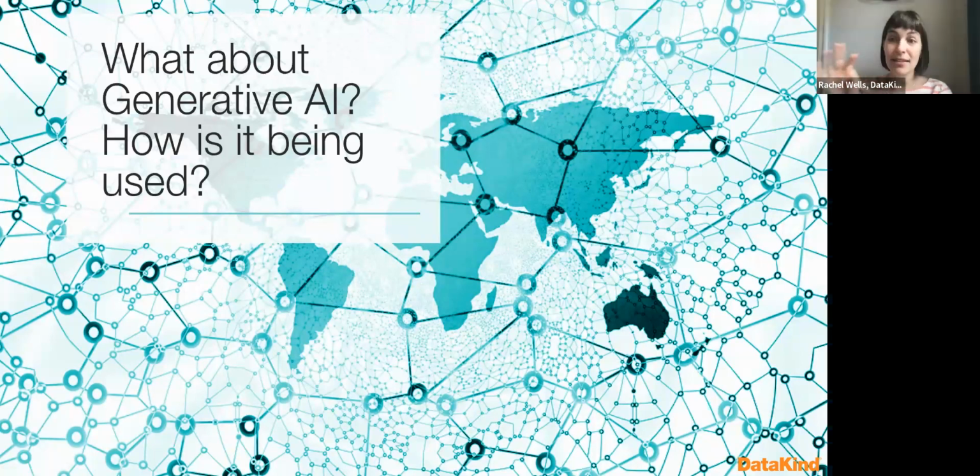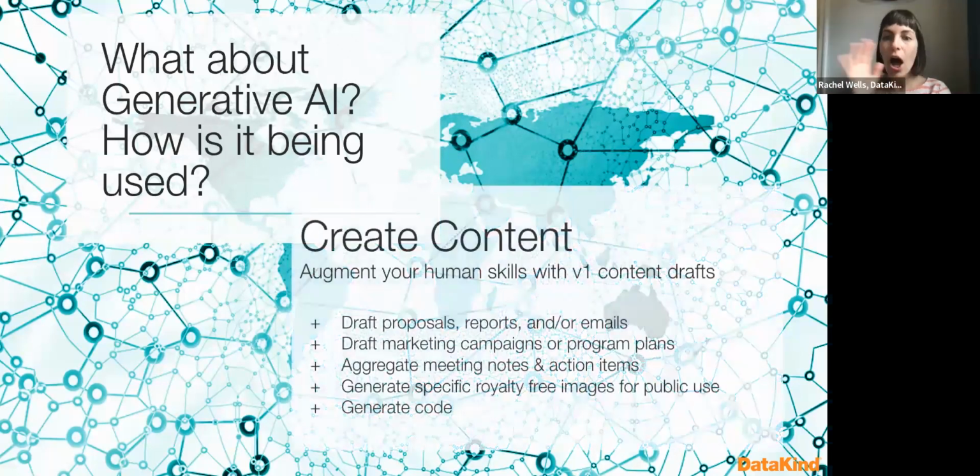But if you were wanting to get started with generative AI, the first thing I would say is think about it as a good way to augment your human skills with just a first version of creating content drafts. So drafts of proposals, reports, emails for fundraising or other reasons, marketing campaigns, program plans, just generating ideas and approaches to evaluate the effectiveness of different programs and things you're working on. Things like aggregating meeting notes and making a list of action items are all really useful ways to save you a little time and effort with AI.